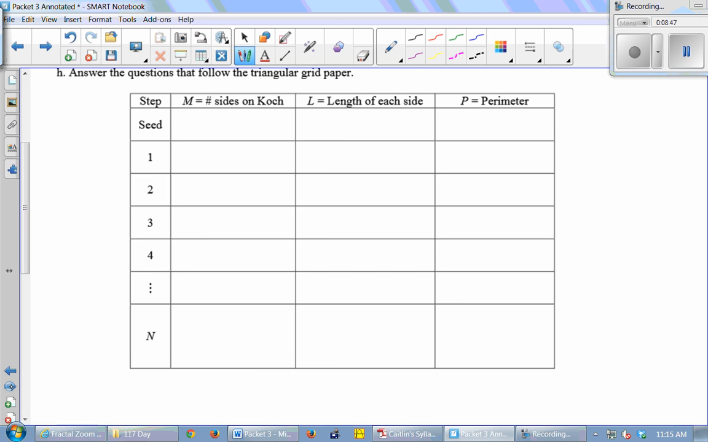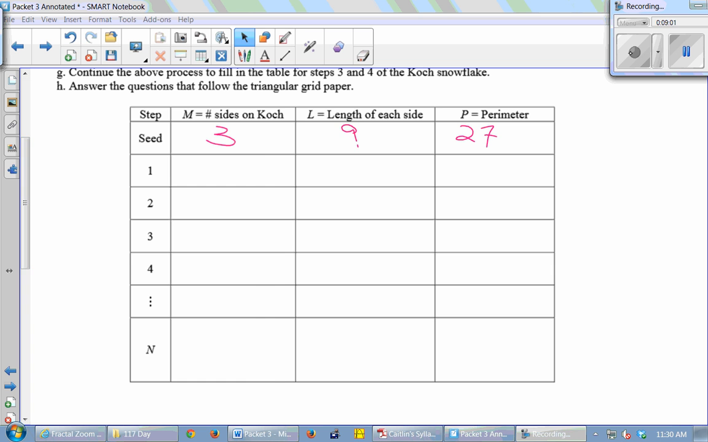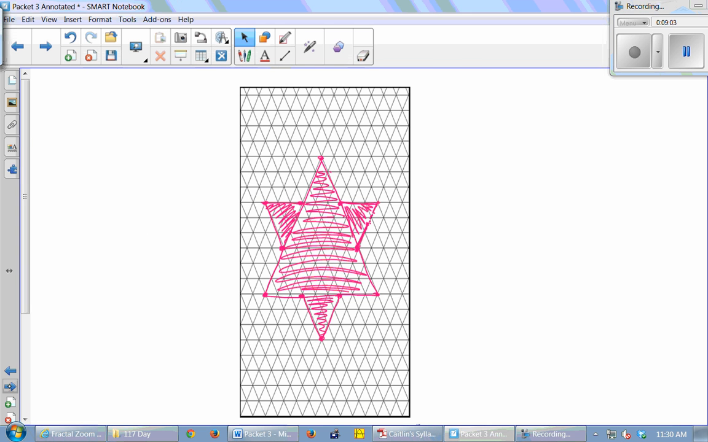So here's the triangular grid paper. This we're just going to call 1 unit, right? So that's how you're going to calculate the lengths. Just each little grid line is 1 unit. All right, so let's go through and fill in the table here. All right, so I've drawn the seed, and we already filled in the information for the seed. And then I've drawn step 1.